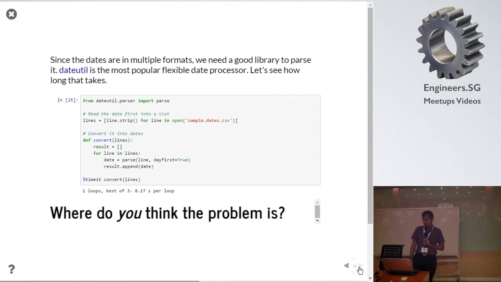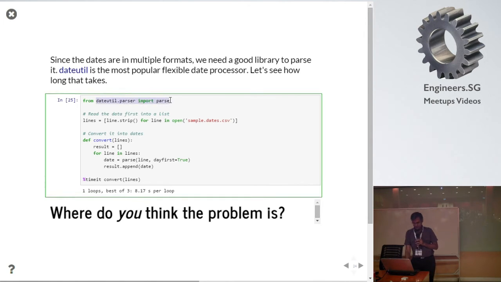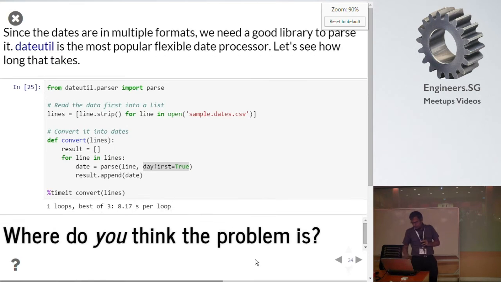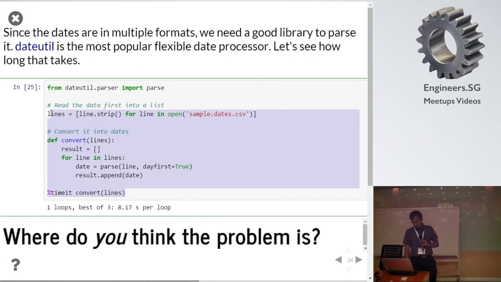Fortunately, dateutil is a pretty good library when dealing with flexible formats. So all you have to do is import parse from dateutil.parser, go through each line and parse that particular line. And in India, it's the day first format. By default, dateutil uses a month first format, which is the American convention. So just have to account for that. And having accounted for that, it's a reasonably straightforward process. Trouble is, for this sample data set, it takes about 8 seconds. Now, question to you. In this piece of code, where do you think the bulk of the 8.1 seconds goes?